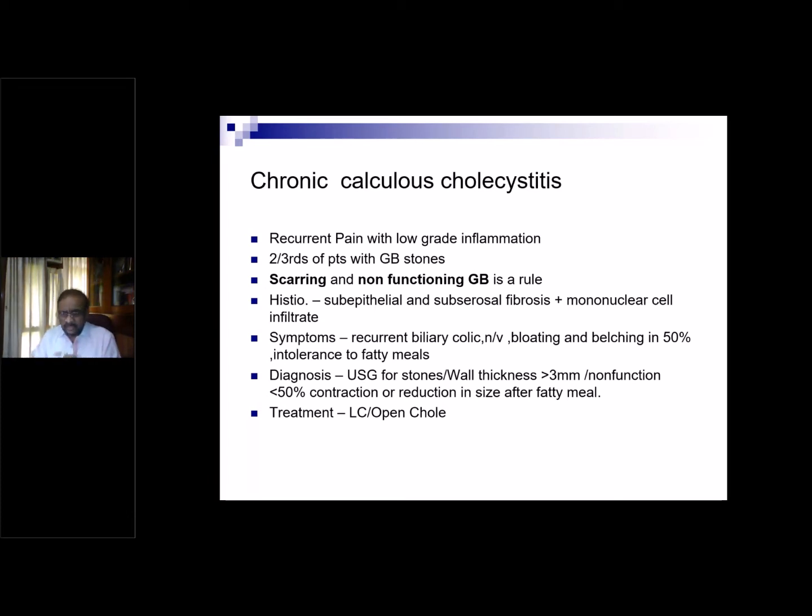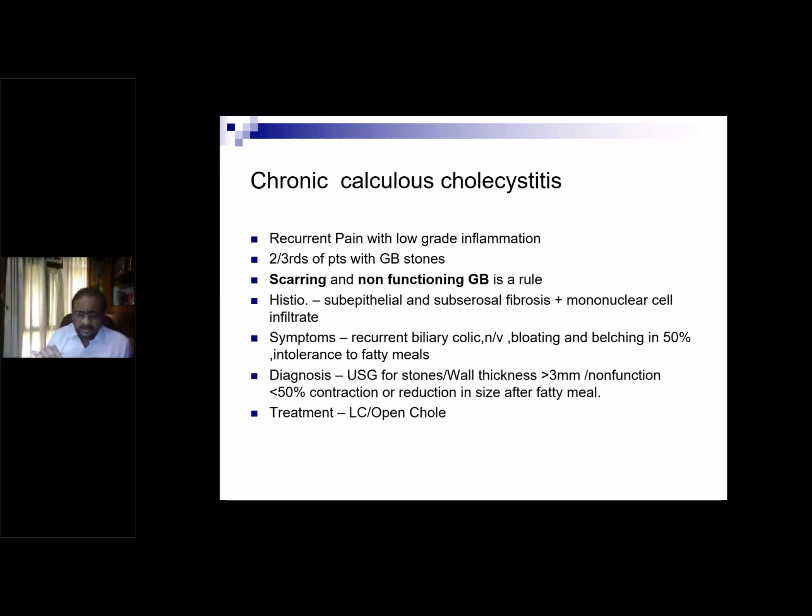The diagnosis on ultrasound: if you find a shrunken gallbladder with a stone, the diagnosis is made for you. Wall thickness more than 3 millimeters, you're sure of the diagnosis. You find non-function of less than 50%, you're sure of the diagnosis. So these are some features which can hint at a diagnosis and give you reliability of more than 90%. What is the treatment? Simple. Just like acute cholecystitis, here laparoscopic cholecystectomy and open cholecystectomy.